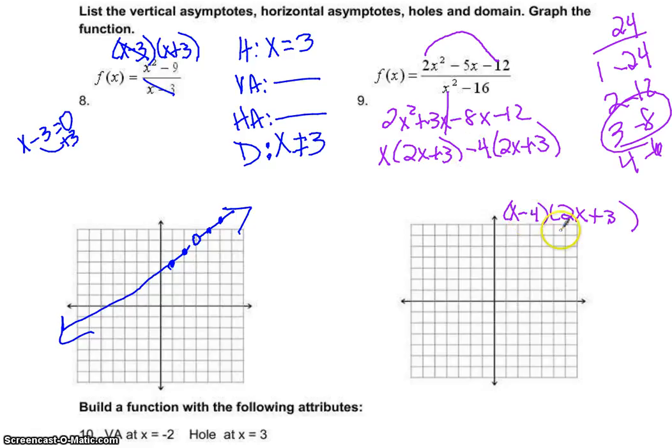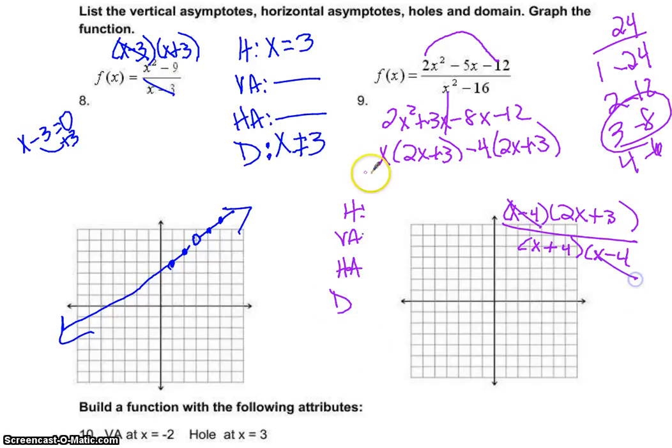And then the bottom, you're going to factor x squared minus 16, and this gives you x plus 4 and x minus 4. So list what all we're going to find. We're going to find holes. We're going to find vertical asymptotes, we're going to find horizontal asymptotes, and we're going to find the domain.